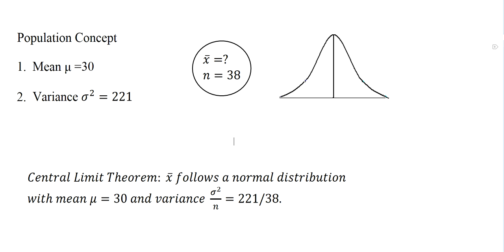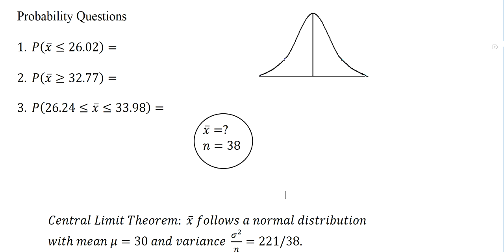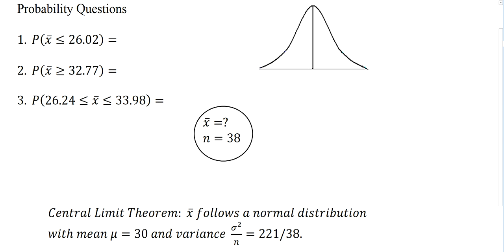Now, by using the central limit theorem, you can answer three types of probability questions. As a matter of fact, there are hundreds or even thousands of probability questions related to x bar, but you can categorize them into one of those three categories. I call them left-sided, right here. This is left-sided: x bar is less than or equal to 26.02. This is right-sided, and this is in between. So in this case, the question is, what is the probability that x bar is less than 26.02?